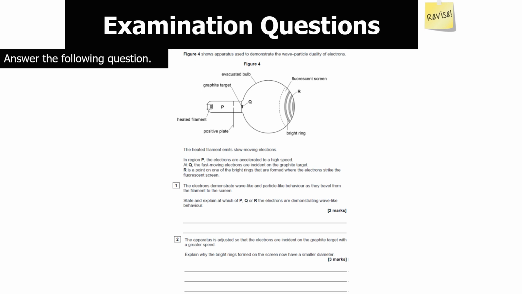The apparatus is adjusted so the electrons are incident on the graphite target with a greater speed. Explain why the bright rings formed on the screen now have a smaller diameter. So pause the video now, then unpause the video when you want to go through your answer.